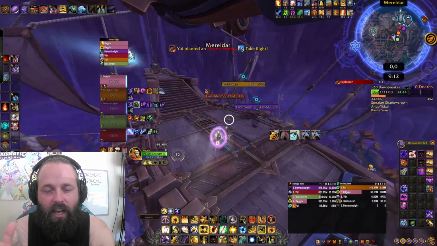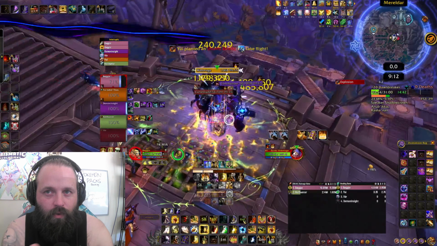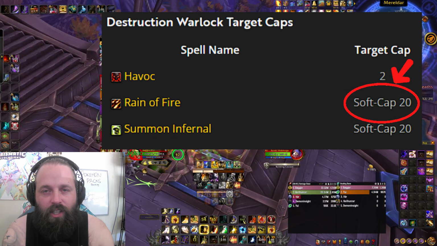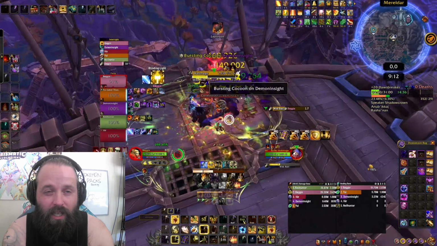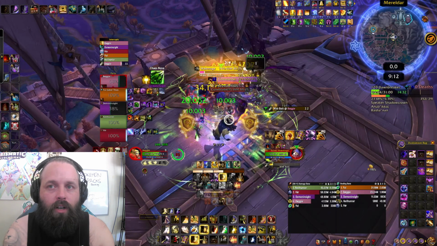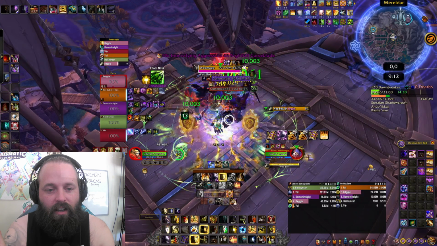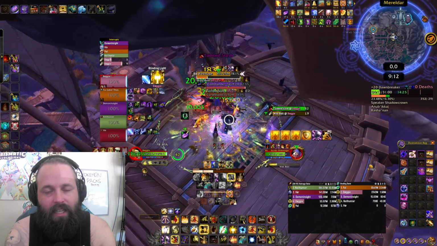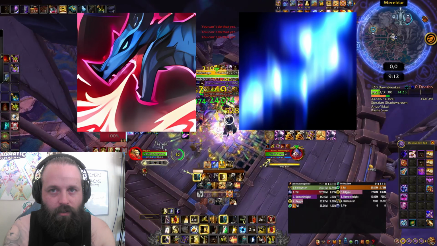An example here, Destruction Warlock's Rain of Fire is soft capped at 20, but the reduction beyond that cap is fairly small, and 20 is also a fairly large number of mobs, so we can almost treat a Destruction Warlock as uncapped. Other examples in this category include classes like Devastation Evokers and Elemental Shamans.